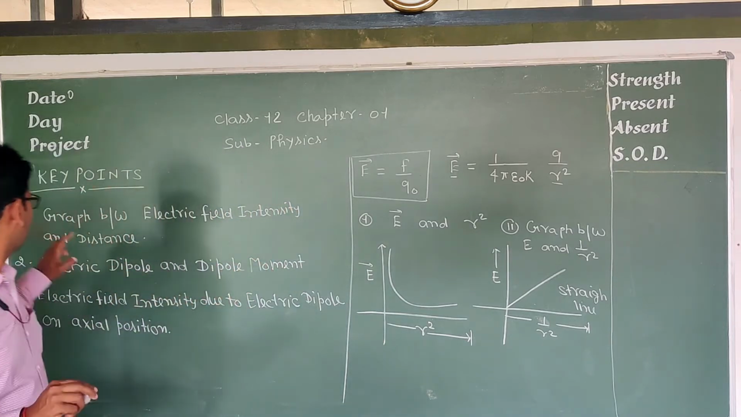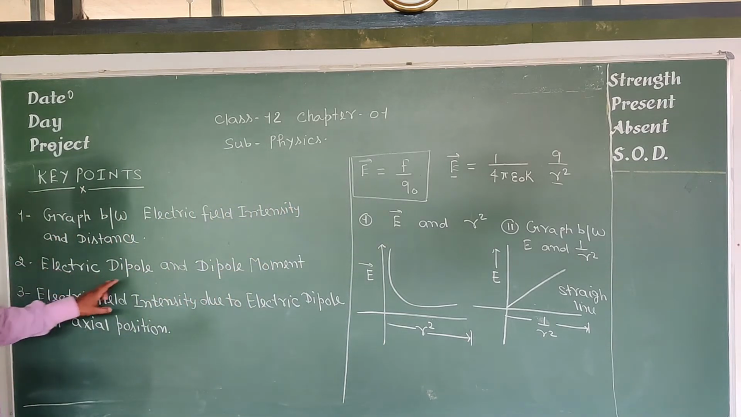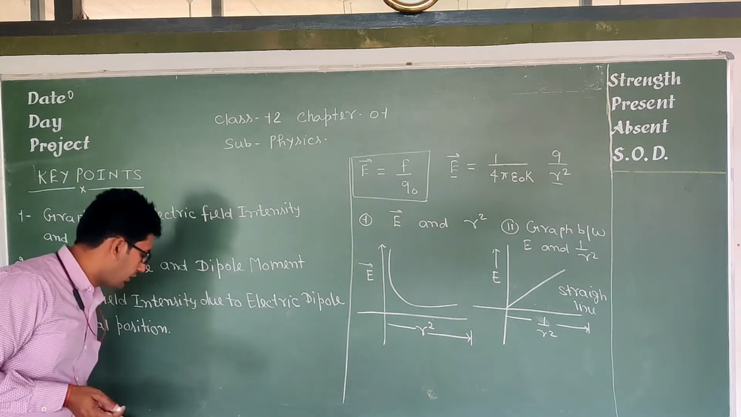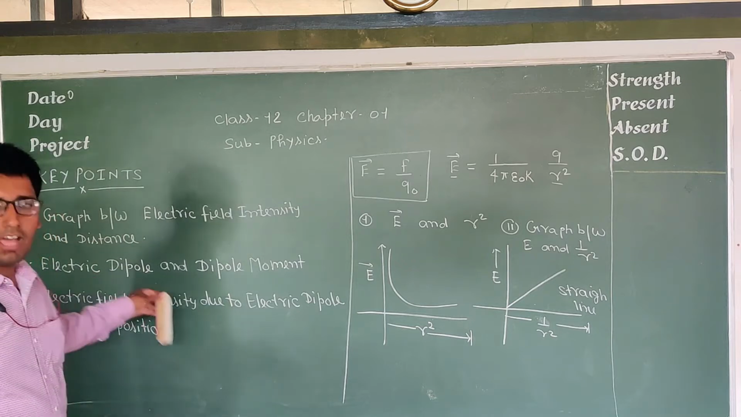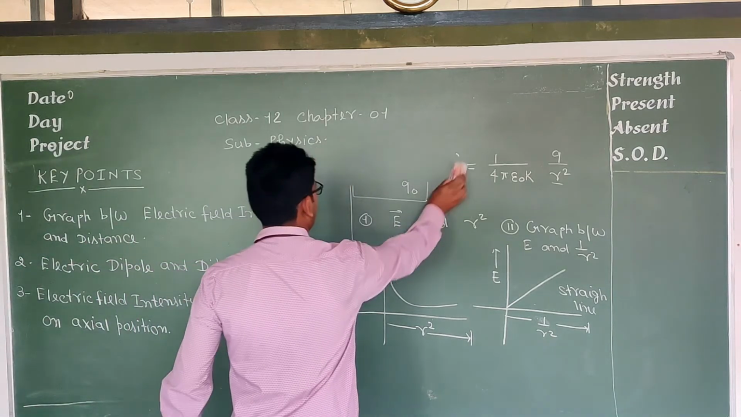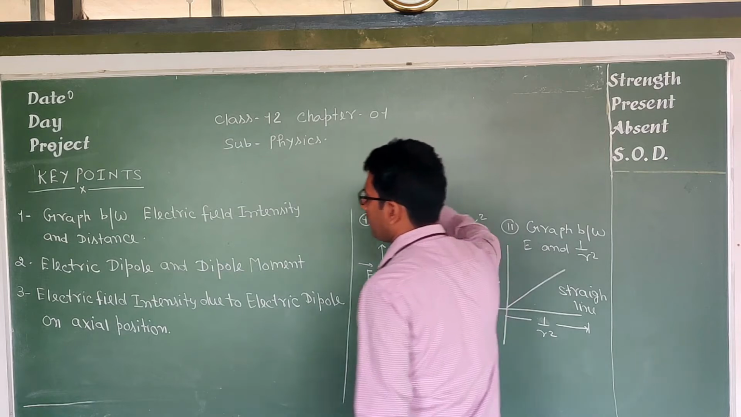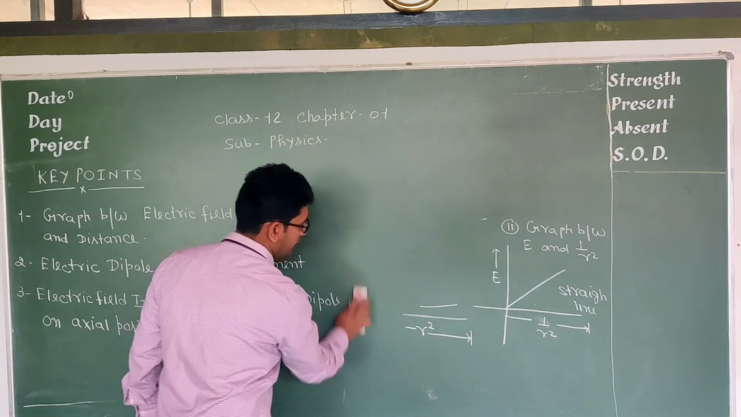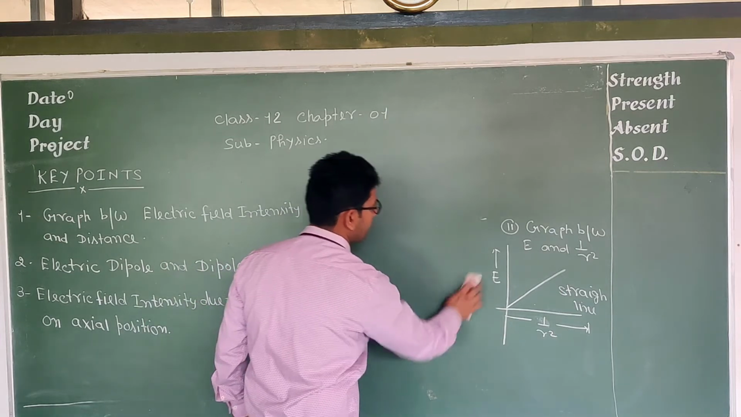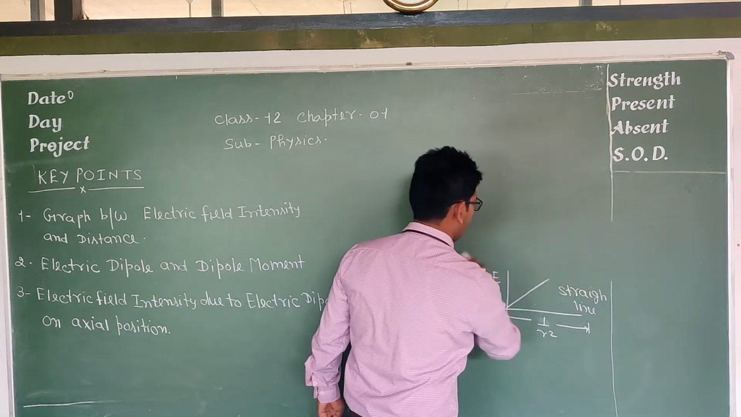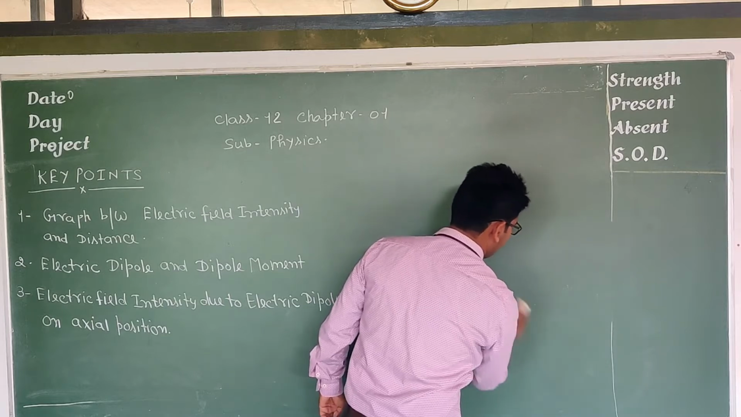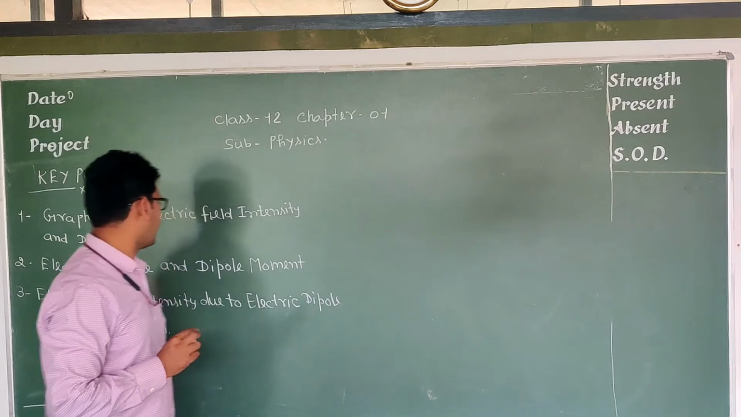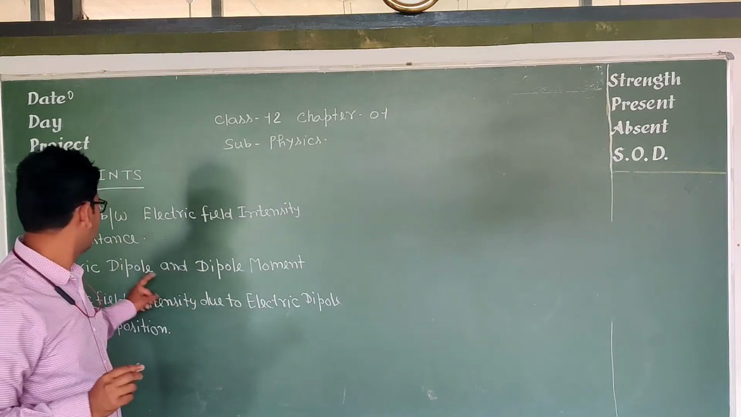And now, second topic, that is electric dipole and dipole moment. Next, what is electric dipole? If we go by the meaning of dipole, di means two and pole means pole. A system in which there are two poles is known as a dipole.